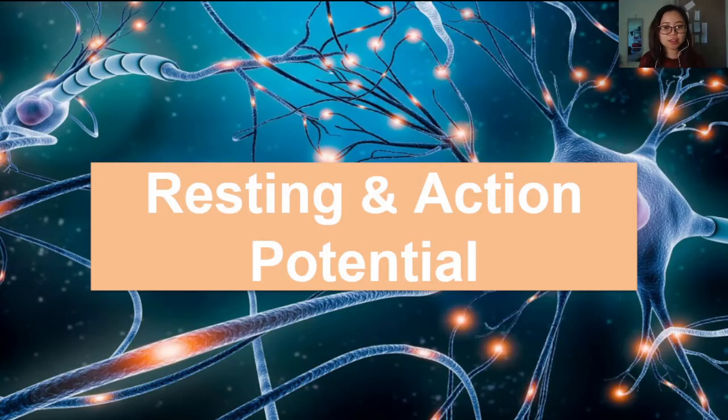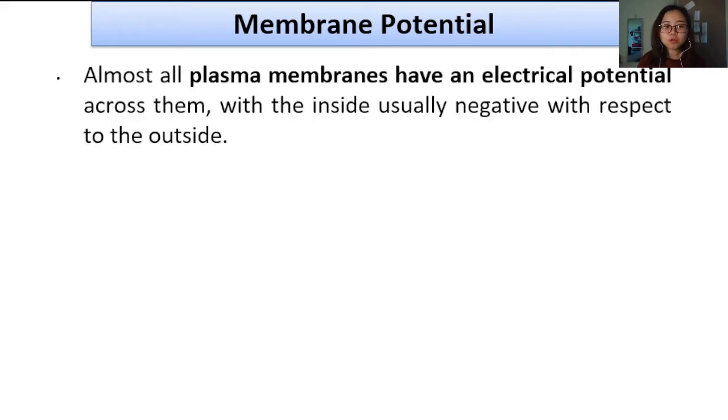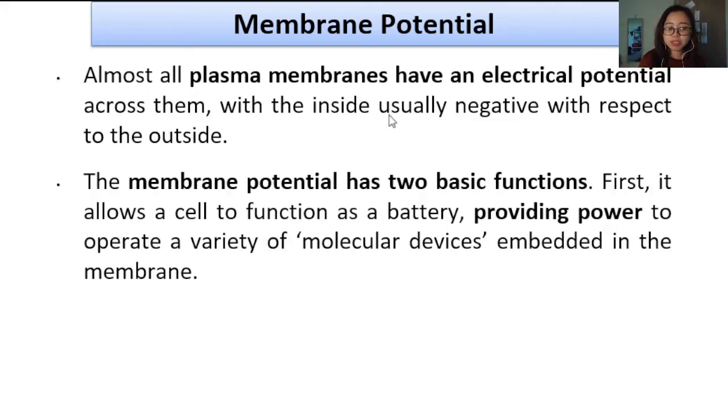So let's start learning about the resting and action potential in neurons. We'll start by talking about what is a membrane potential. Almost all plasma membranes will have an electrical potential across them, with the inside usually negative with respect to the outside. So dalam lebih negatif berbanding dengan di luar. The membrane potential, this difference in charge, will have 2 basic functions.